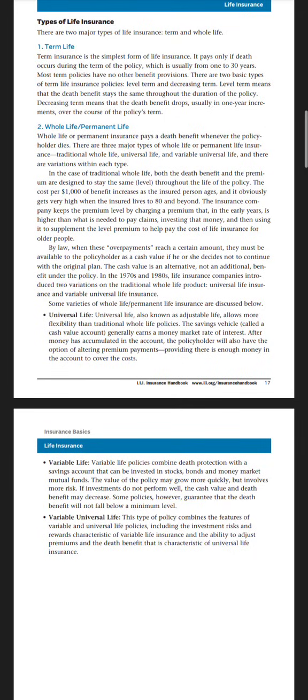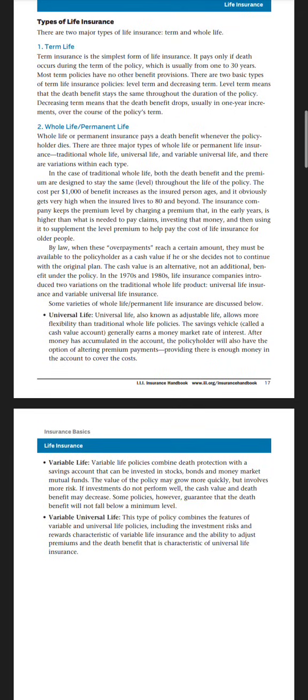Whole life or permanent life. Whole life or permanent insurance pays a death benefit whenever the policyholder dies. There are three major types of whole life or permanent life insurance: traditional whole life, universal life, and variable universal life, and there are variations within each type. In the case of traditional whole life, both the death benefit and the premium are designed to stay level throughout the life of the policy.